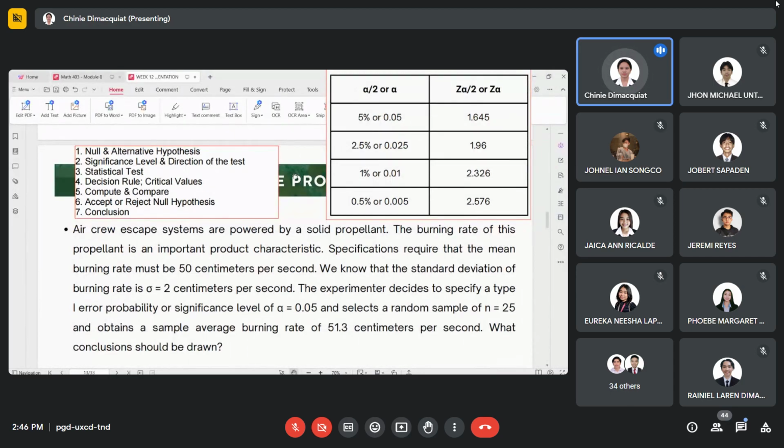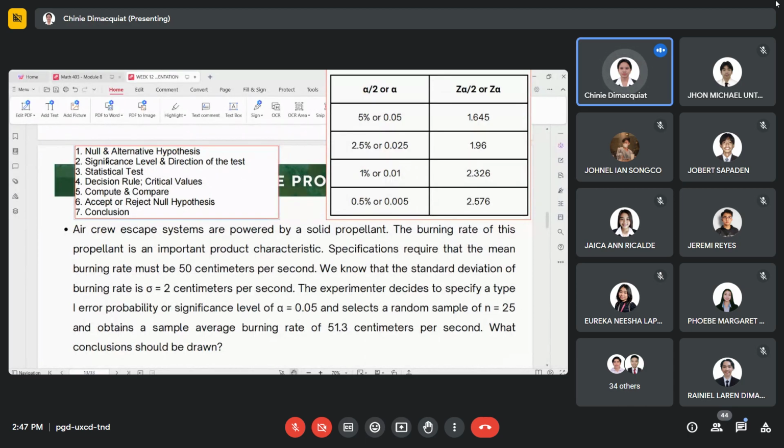So the experimenter decides to specify a type 1 error probability or significance level of alpha equal to 0.05 and selects a random sample of n equal to 25 and obtains a sample average burning rate of 51.3 centimeters per second. So what conclusions should be drawn?